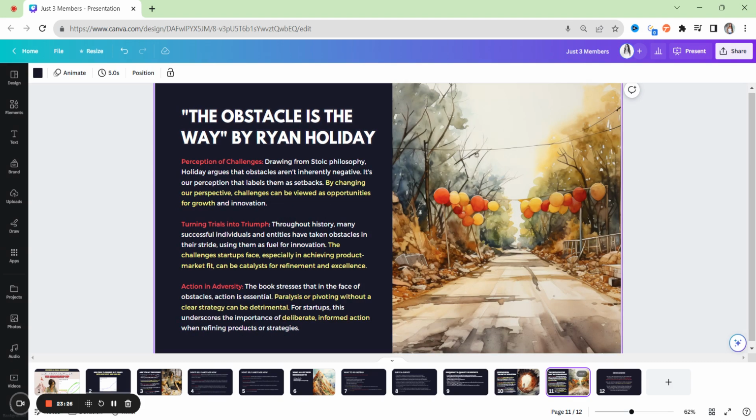Another book that I want to highlight here is The Obstacle is the Way by Ryan Holiday. So 3 highlights. The perception of challenges. Drawing from Stoic philosophy, Holiday argues that obstacles aren't inherently negative. It's our perception that labels them as a setback. By changing our perspectives, challenges can be viewed as opportunities for growth and innovation.